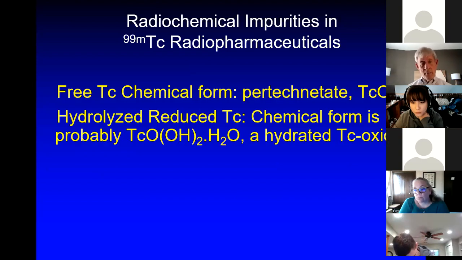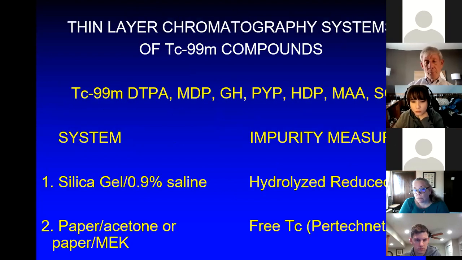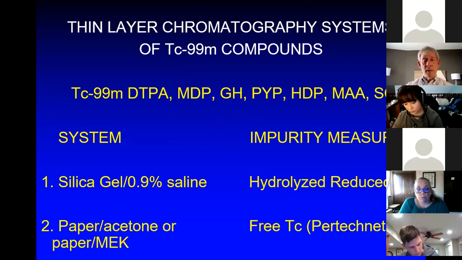It goes to the choroid plexus in the brain, salivary glands, the thyroid, the gastric mucosa. We don't want it. Also, I mentioned earlier, hydrolyzed reduced technetium. The chemical form is probably a hydrated technetium oxide. That's not important. What is important is you know that hydrolyzed reduced is a colloid, and you don't want it because it's going to go to the reticuloendothelial system, including, of course, the liver and the spleen. Now, for these different pharmaceuticals that are shown here, DTPA, MDP, glucoheptonate, pyrophosphate, hydroxymethylene diphosphonate, MAA, and sulfur colloid, they all use pretty much the same system.